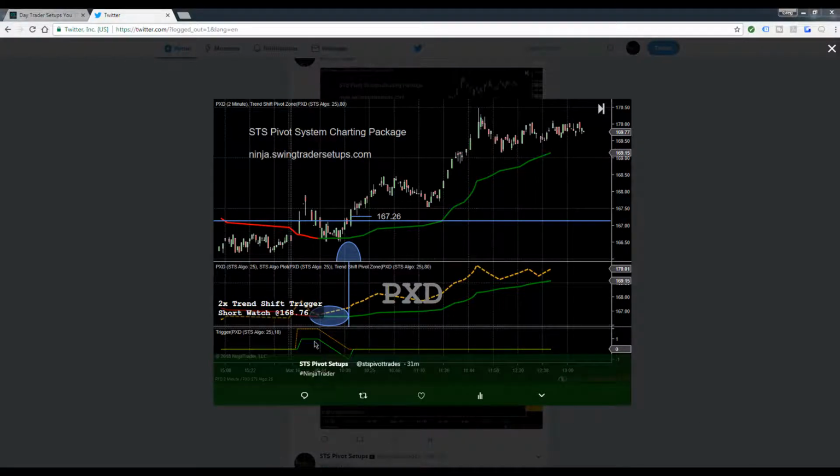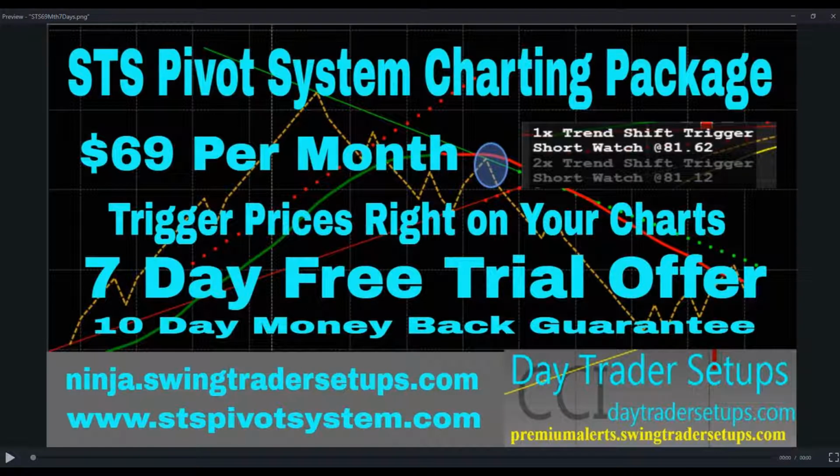You have that up arrow where we're showing the price to go long at, and as soon as it triggers, it immediately gives a go short because it's so close to flipping back over. So that's exactly where it occurred, was right here. And that is how simple that package is to use. Trigger prices right on your charts.